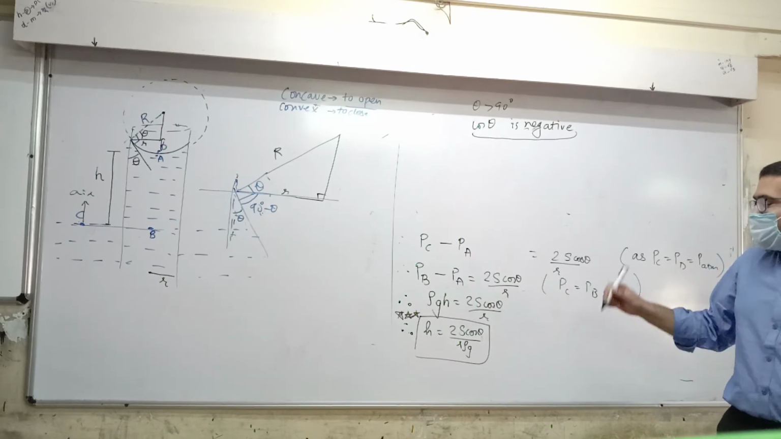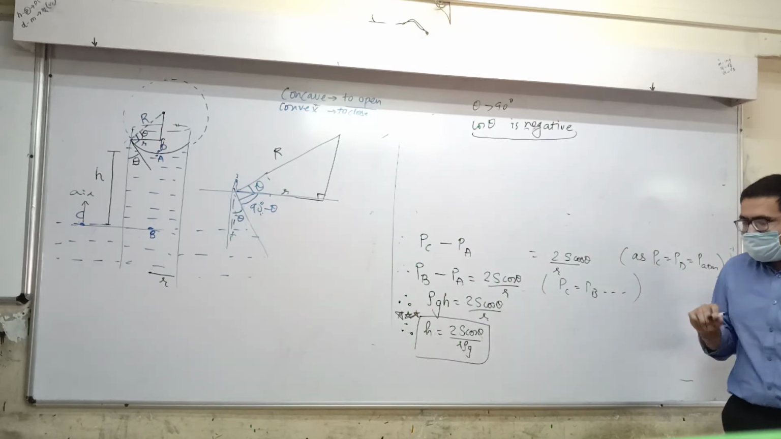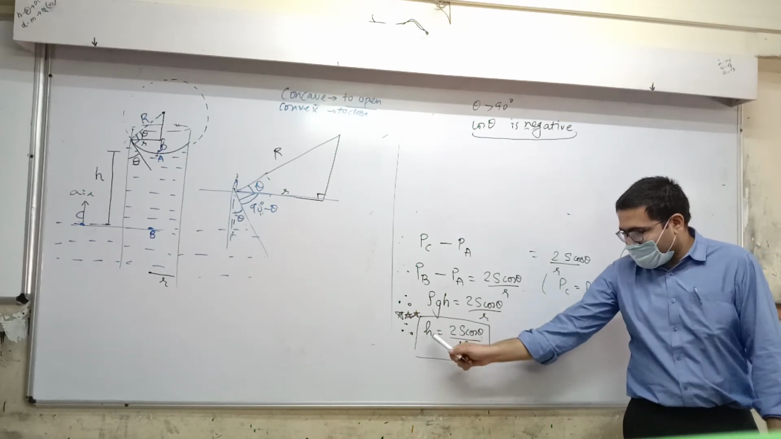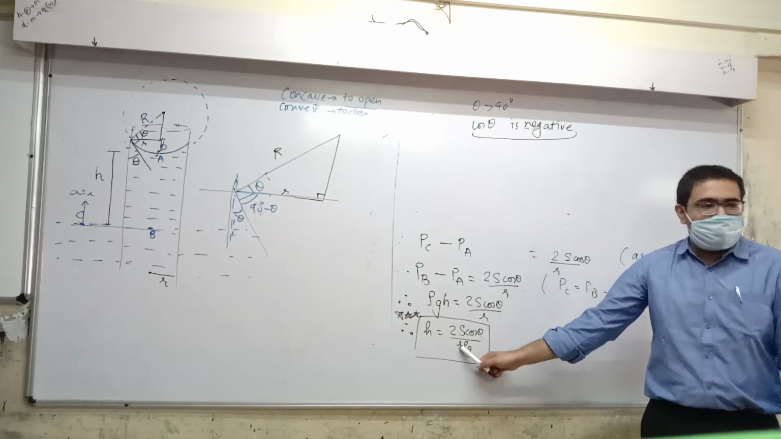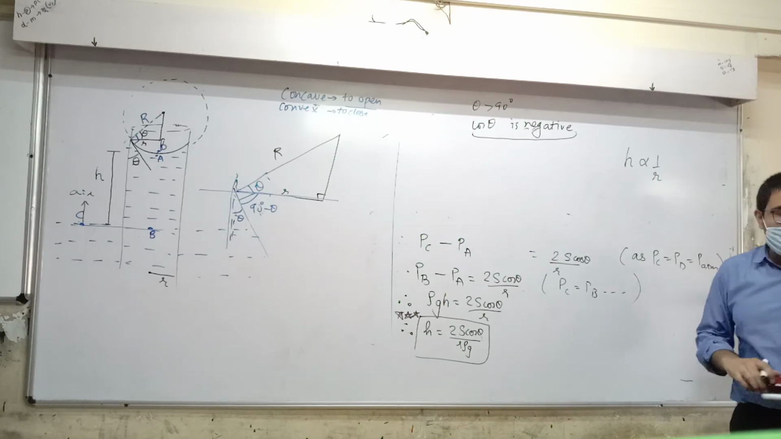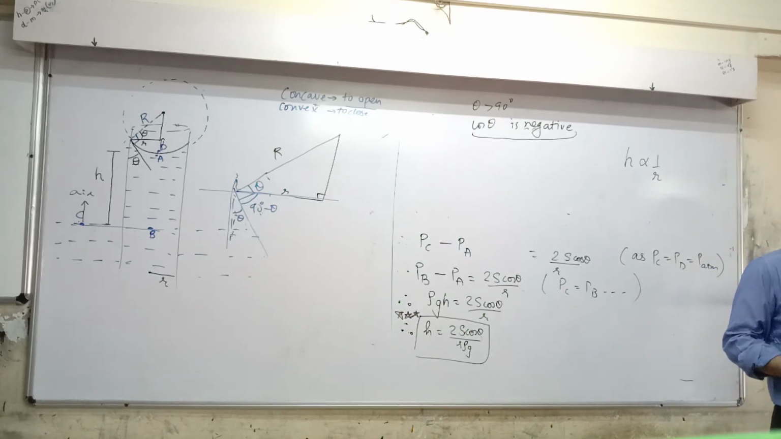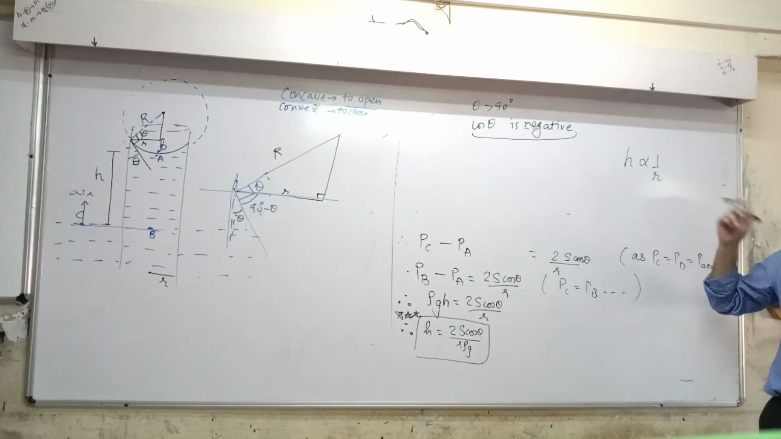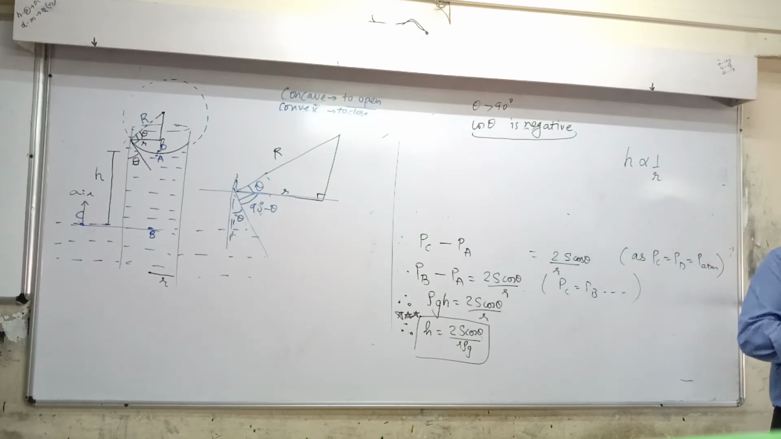Given everything else is the same, do you see that h is inversely proportional to r? What I'm saying is, if everything else is the same, that is, you are taking the same fluid, the same tube material, but of different radius, then h is inversely proportional to r. What would that mean? The thinner the tube, the more the fluid will rise.